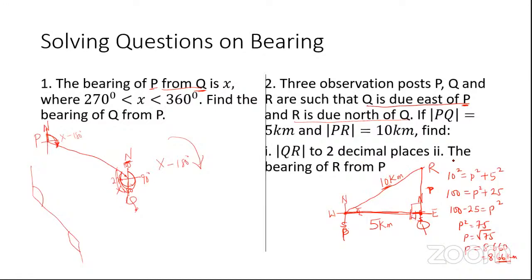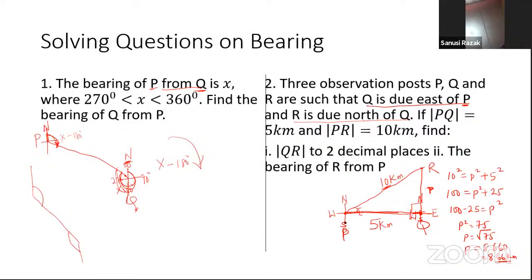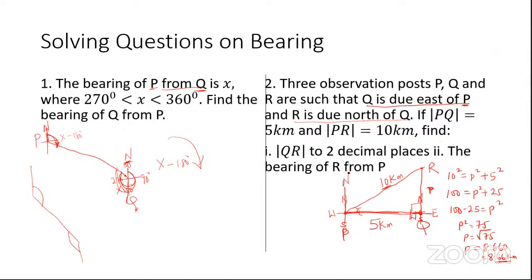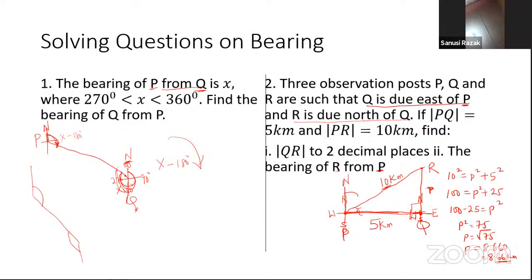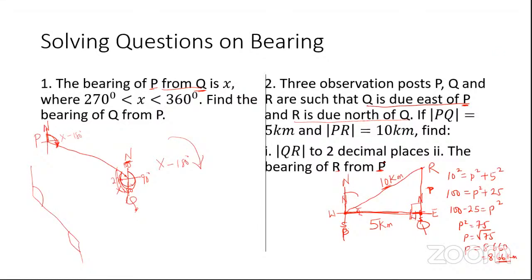The next question says find the bearing of R from P. R from P means you go to P, and you measure from the north of P in a clockwise manner up to the line that is going to R. So this is the line going to R. This is what they want us to find. We want to find this angle.